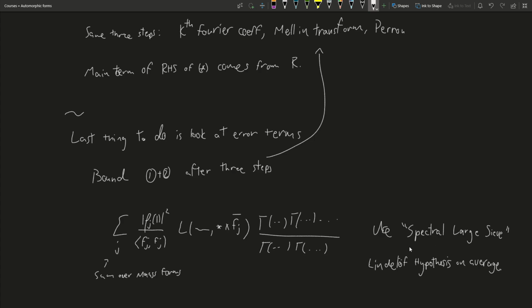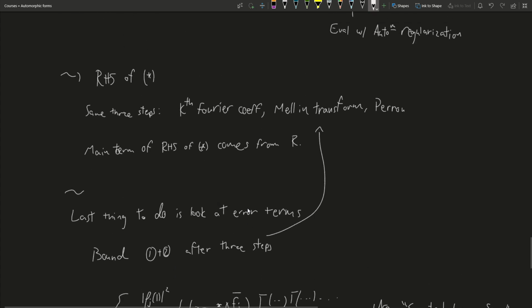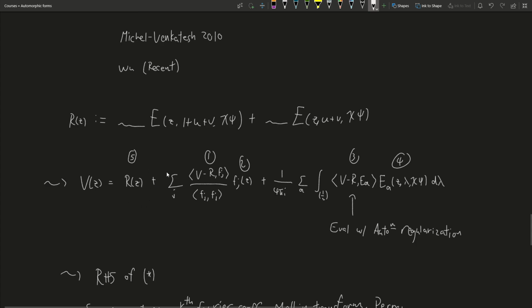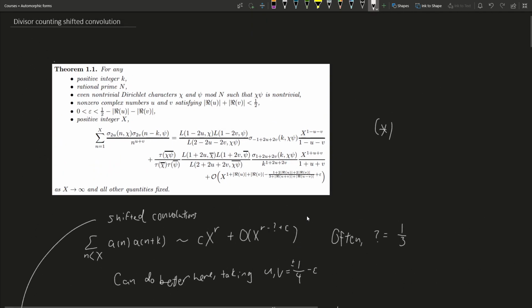But when you do this, you end up bounding this error term, because remember the main term is going to come from this regularizing function, and then these are going to have some growth in t, and then you balance your error terms, and you end up getting this main result. So this O of this amount that you're subtracting off, this is coming from the spectral large sieve.